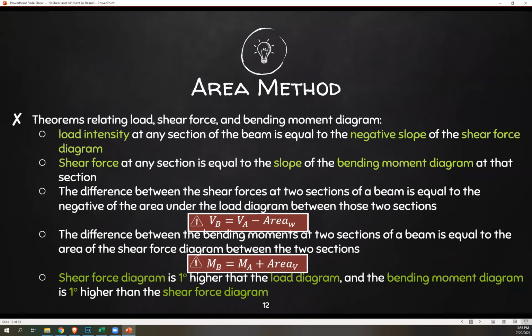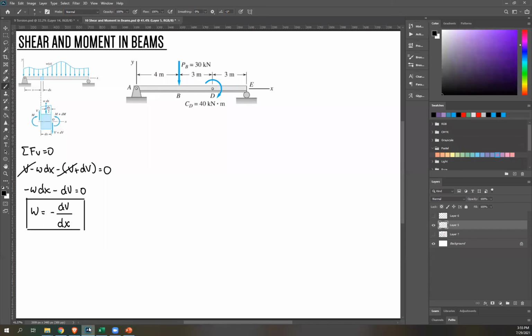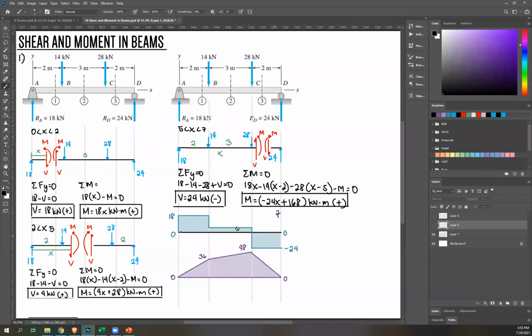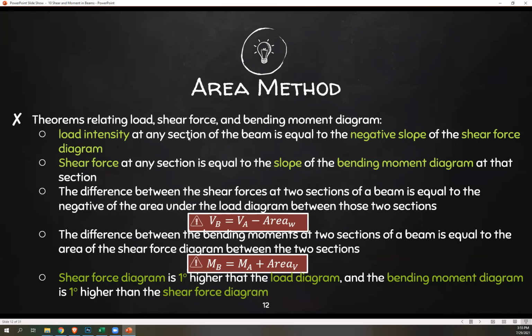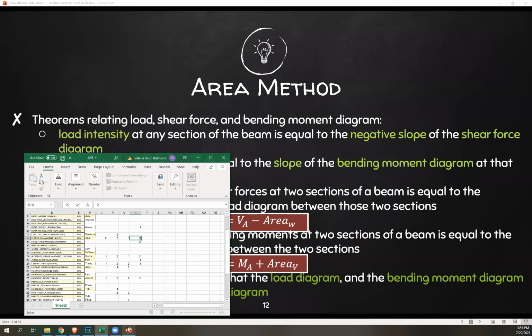These are the theorems relating load, shear force, and bending moment in your diagram. Load is what we have first, the given figure. Shear force is this blue one. That's your shear force diagram, and then the moment diagram is this, the purple one. So let's look at the relation of each. Load intensity at any section of the beam is equal to the negative slope of the shear force diagram. So let's try.